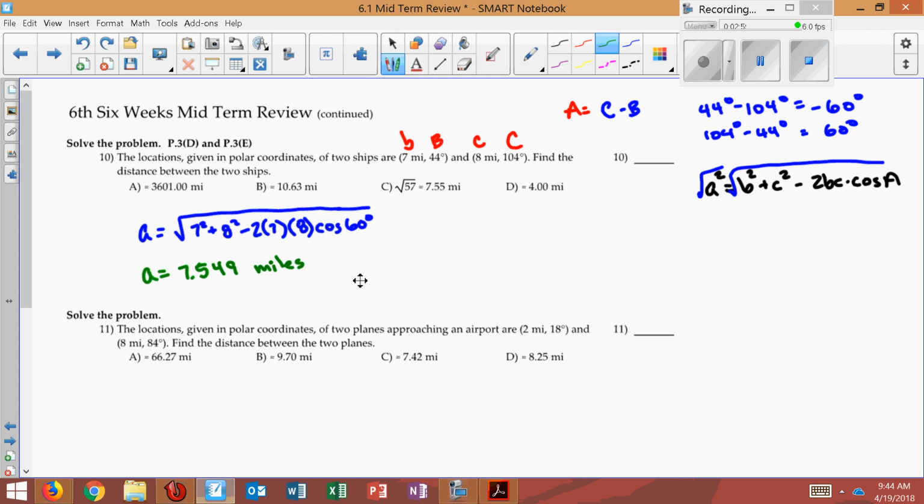It looks like the closest answer is here at C. They have 7.55. That would be it. So how did they get this answer? Well, let me show you.